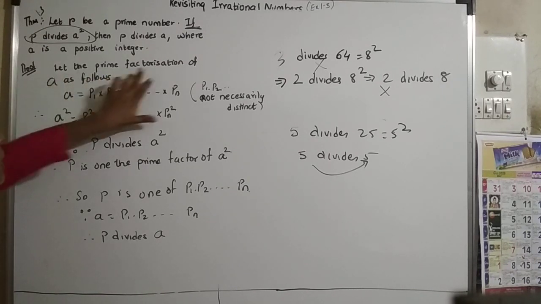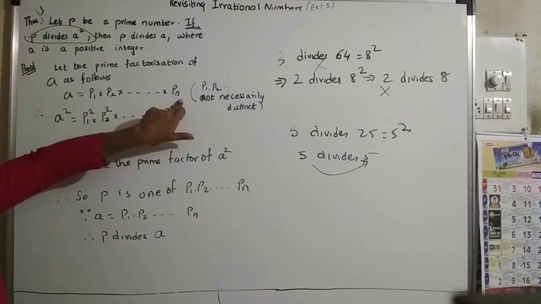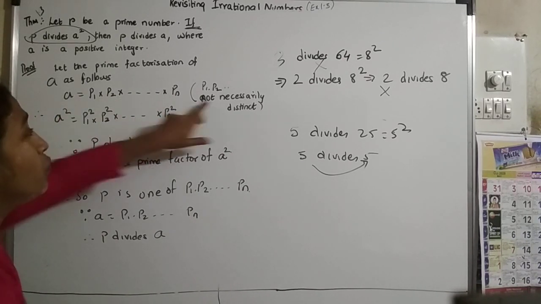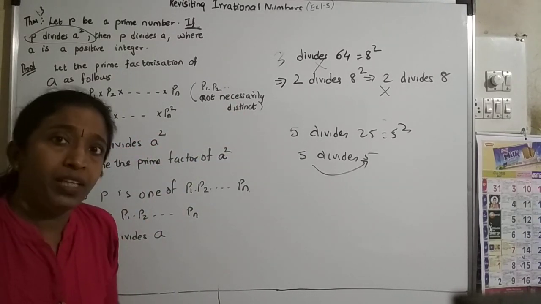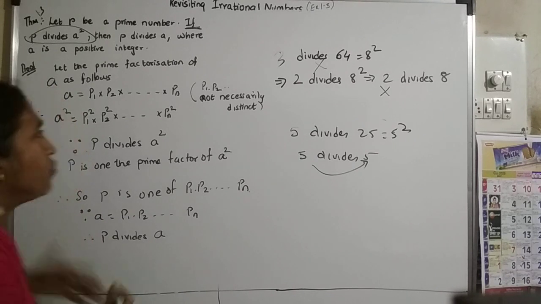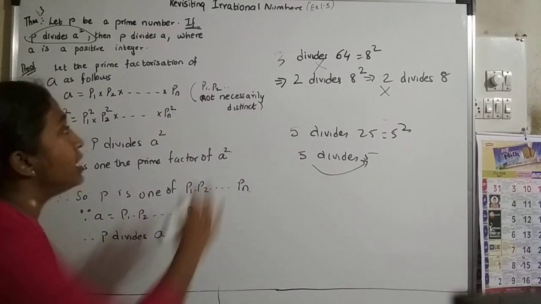So here, let us take the prime factorization of A. A can be factorized as P1, P2, up to Pn. Now it is not necessary that P1, P2 will be different. They can be different, they can be the same. So we are just assuming that A equals P1, P2, up to Pn, not necessarily distinct.